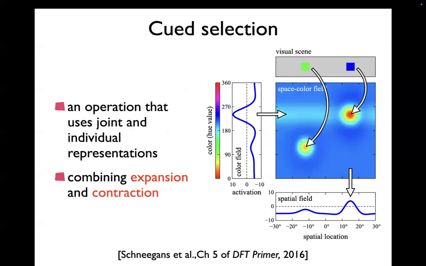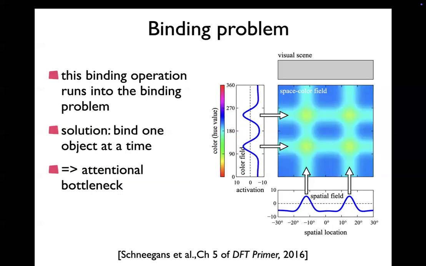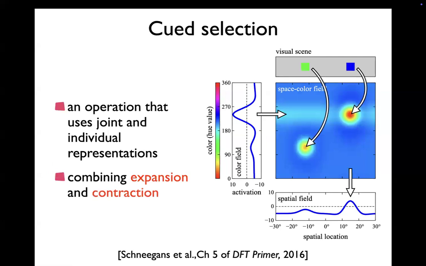Good. And so the last point about this very simple example is when you now combine expansion and contraction, and that leads to what is called the cued selection operation. And that is one of the most fundamental mental operators, if you wish, for higher cognition. So, for instance, it underlies visual search. So here is the notion that this joint representation is maybe driven by visual input, or it could be created by a map. Doesn't matter how it comes about.